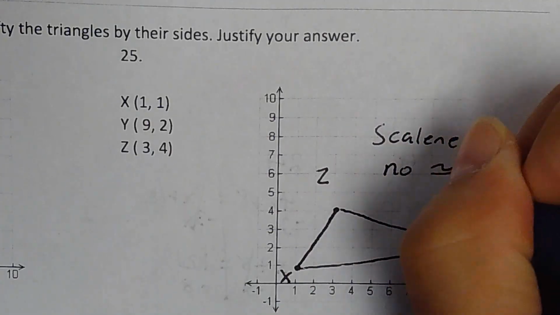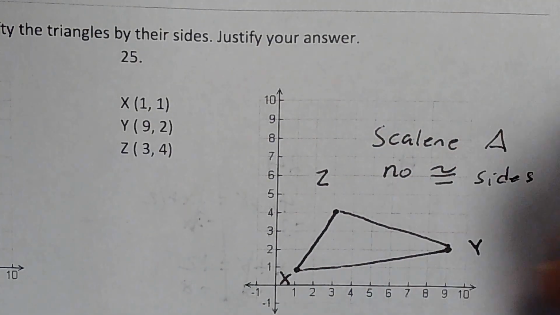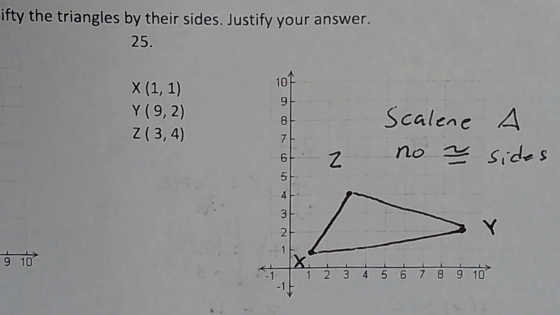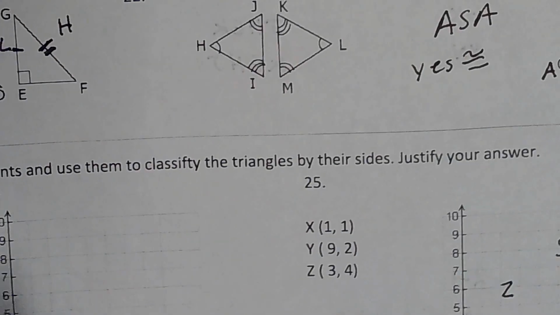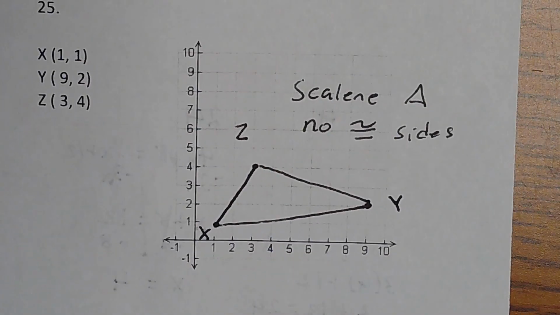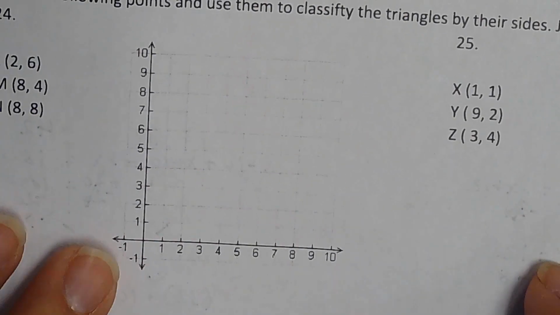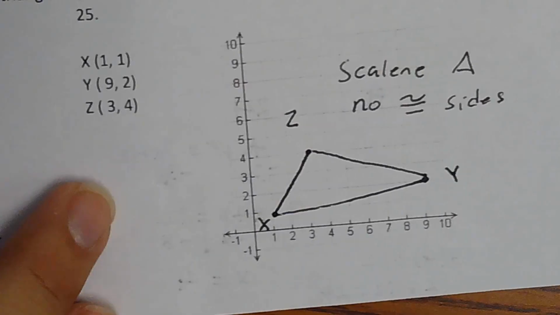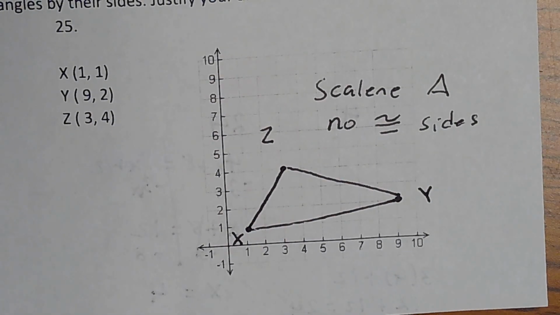No congruent sides. And there we go. That was my justification. No congruent sides. Classify the triangles by their sides. So for this one, when you do it on your own, you need to tell me by their sides what is the classification. So scalene is always no congruent sides. Any questions?